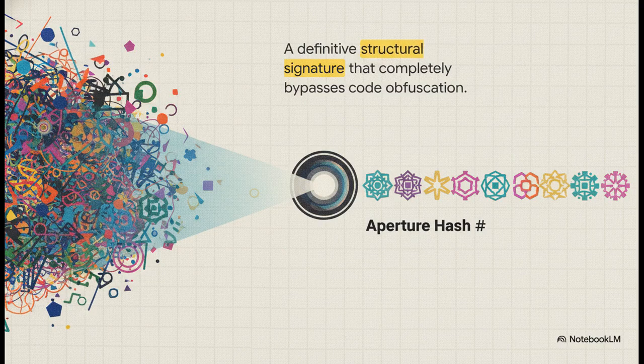Because graph isomorphism is an NP intermediate problem, basically an incredibly complex matching puzzle that totally bogs down traditional computers, attackers routinely hide malware by injecting obfuscation noise. But the aperture hash? It completely bypasses that camouflage. It collapses complex, easily fooled matching into a definitive, linear cryptographic signature comparison.